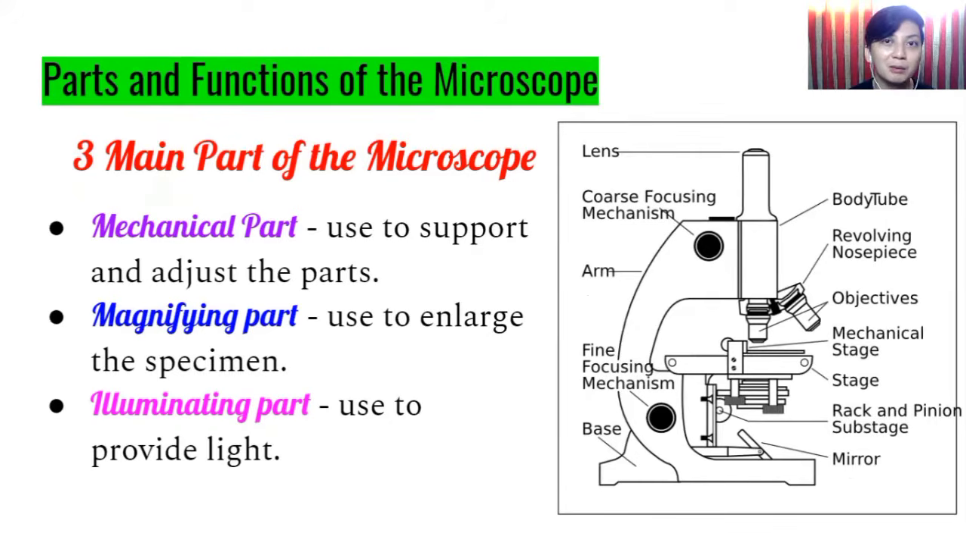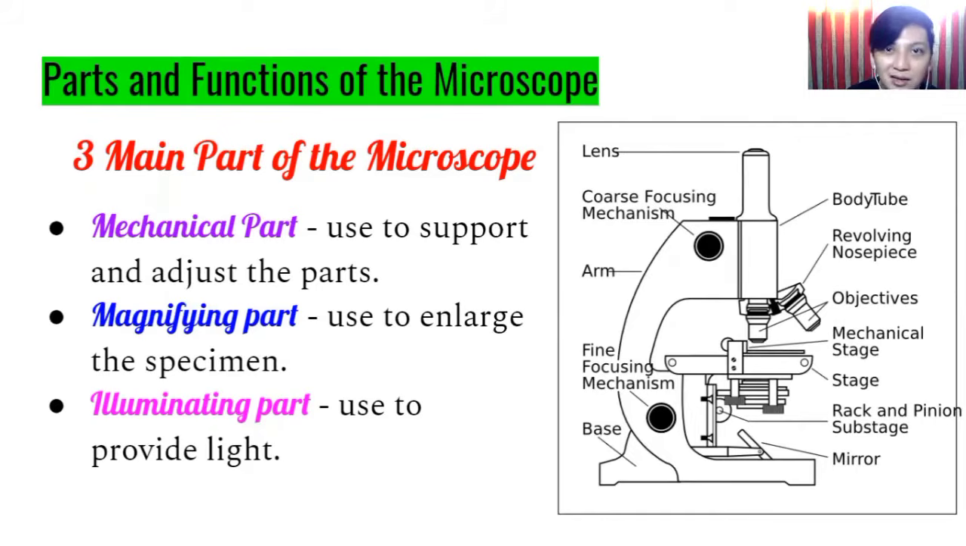When we are talking about mechanical part, these are the parts used to support and adjust different areas of the microscope. Okay, using your hands basically. So gamit yung kamay nyo, pwede nyo siyang i-manipulate. Okay? And then we have the magnifying part. So these are the lenses used to enlarge the specimen or the objects. And then illuminating part used to provide light.